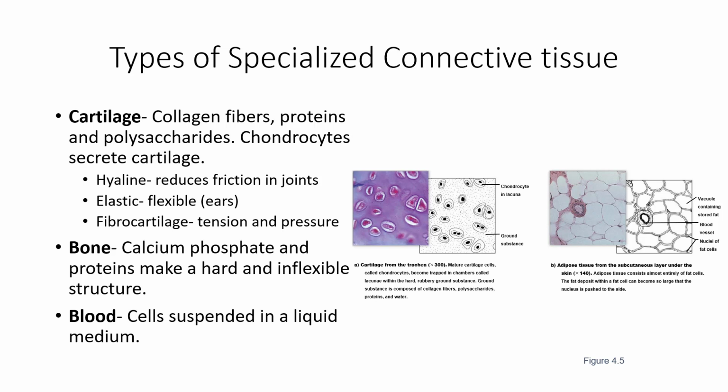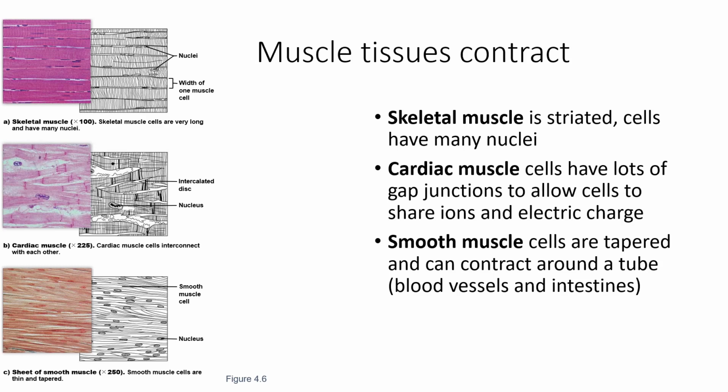Another type of specialized connective tissue is bone, which is calcium phosphate and proteins, making a hard and inflexible structure. Another type of specialized connective tissue is actually blood, which are cells suspended in a liquid medium. Remember, the definition of connective tissue is cells suspended in an intercellular medium. Technically, blood is cells, your red blood cells and white blood cells, suspended in your liquid medium, your plasma. These are the different types of specialized connective tissue.